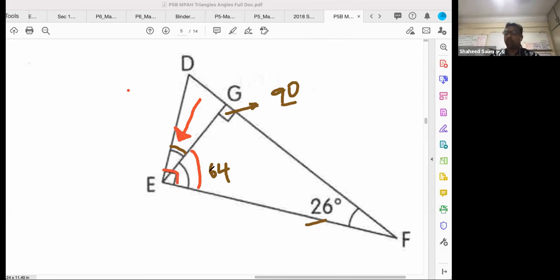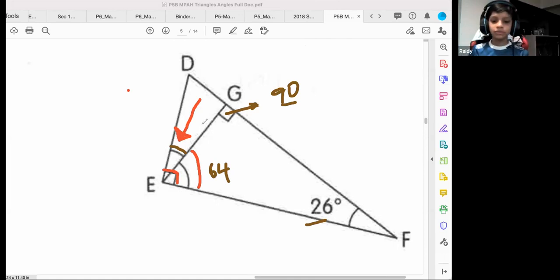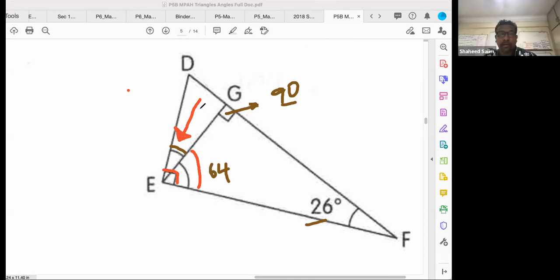Okay, we need everyone to get it, okay? Later I'll check. Well done, Farish. So you take 90 minus 64, you got 26. Now you can see, this is 90 minus 64, you get 26.